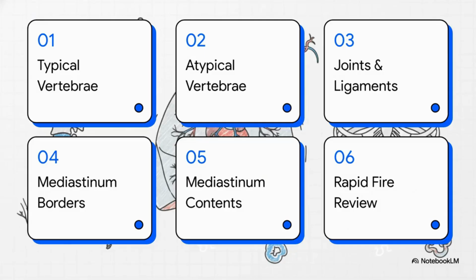Here is our game plan for today. First, we'll lay out the thoracic vertebrae blueprint. Then, we'll learn how to spot those tricky, atypical thoracic vertebrae. After that, we'll cover thoracic joints and ligaments, map out the mediastinum borders, and break down the mediastinum subdivisions and contents. And finally, we'll wrap up with a rapid-fire exam review to lock it all in.